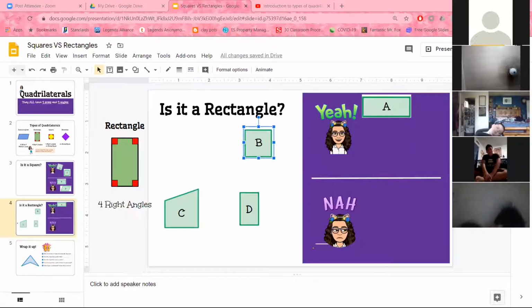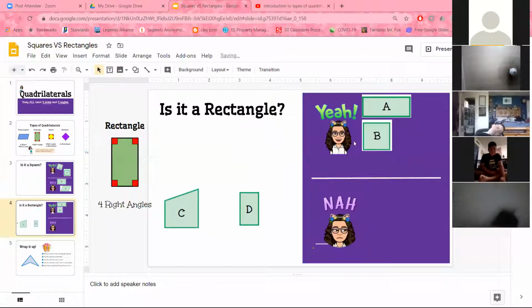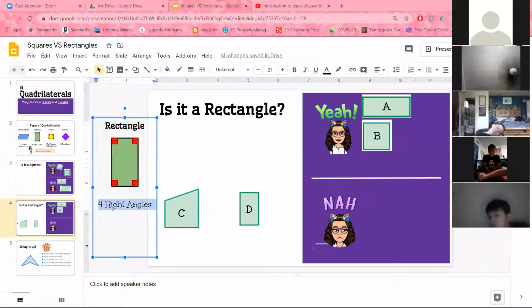All right, Alex. I don't know if your mic is working, but could you shake your head or nod your head? Is B a rectangle? Yeah, and it totally is. It's a square, but it's also a rectangle. Again, if you can say yes, it has 4 right angles, then yeah, it's a rectangle.